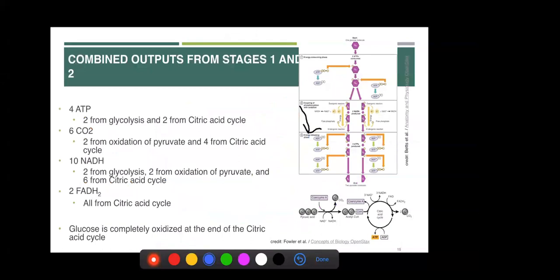All right, so when we combine these stages, like we said, we have 4 ATPs, 2 from glycolysis, 2 from citric acid. We have all of our carbon dioxide that we're exhaling. We have made 10 NADHs. Remember, we made 2 in glycolysis, and we had 2, 4, 6 because we had to double it in the citric acid cycle, and we had our 2 FADH2s. All right, we have now pulled all the electrons we can off that carbon. Those carbons are useless. They are being exhaled.